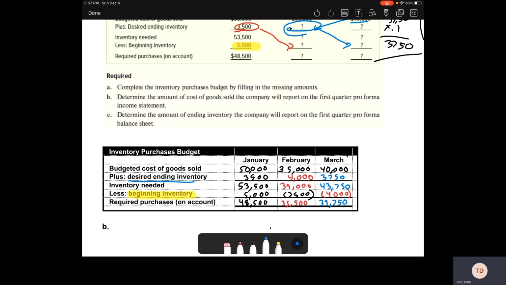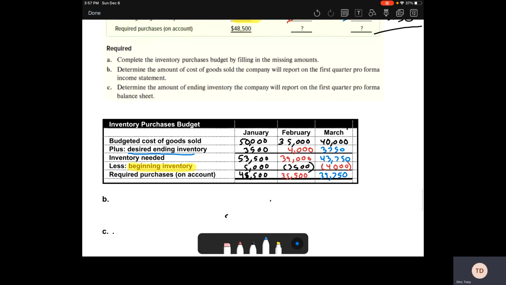So now for part B, we need to determine the cost of goods sold the company will report on the first quarter pro forma income statement. Well, simply take our budgeted costs of goods sold and add them together. So we get 50,000 plus 35,000 plus 40,000, and we should end up with $125,000 worth of cost of goods sold to put on that pro forma income statement for the first quarter.